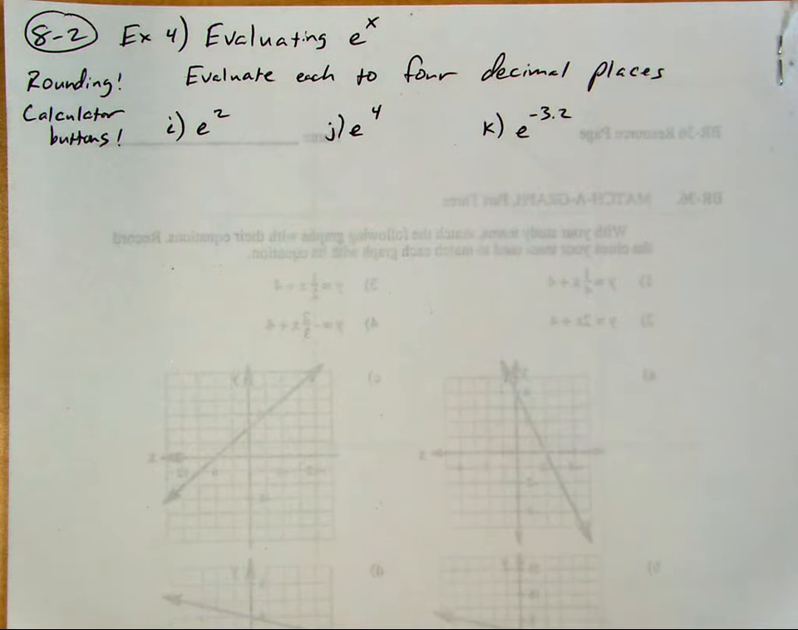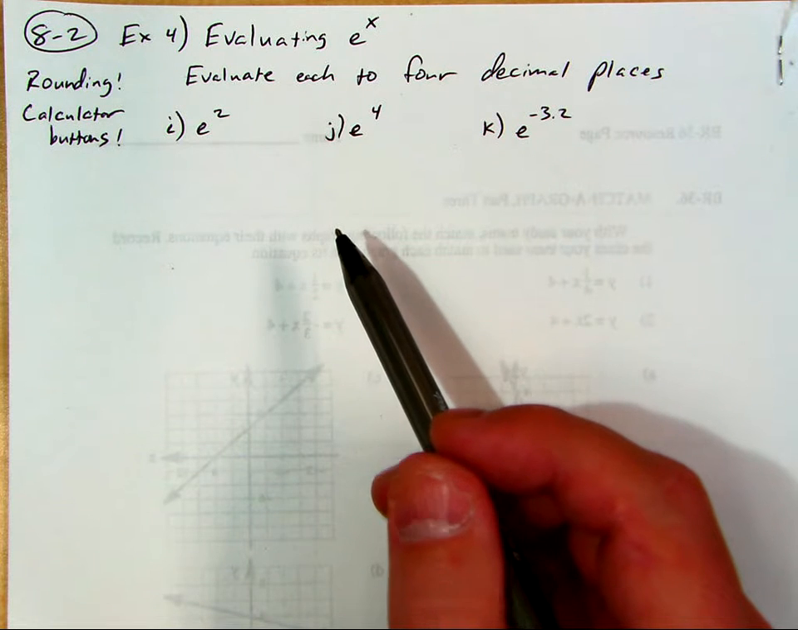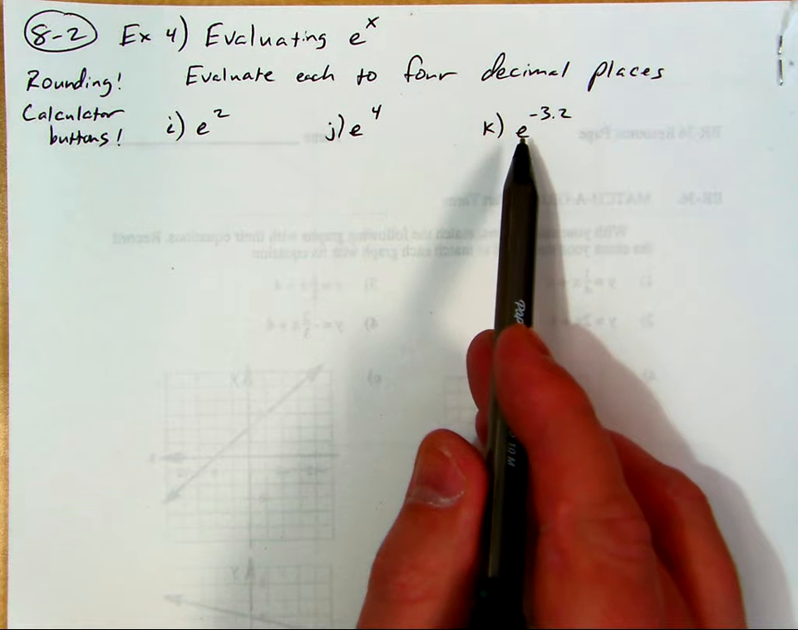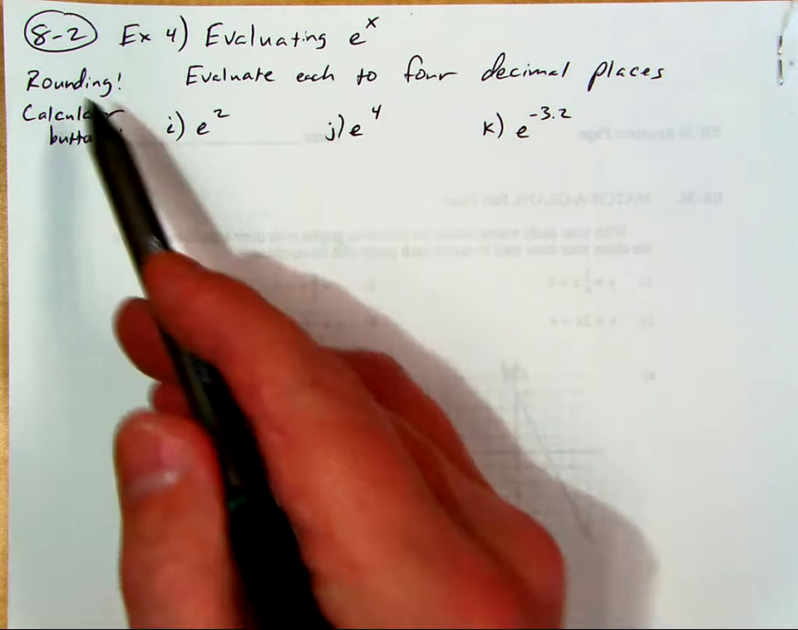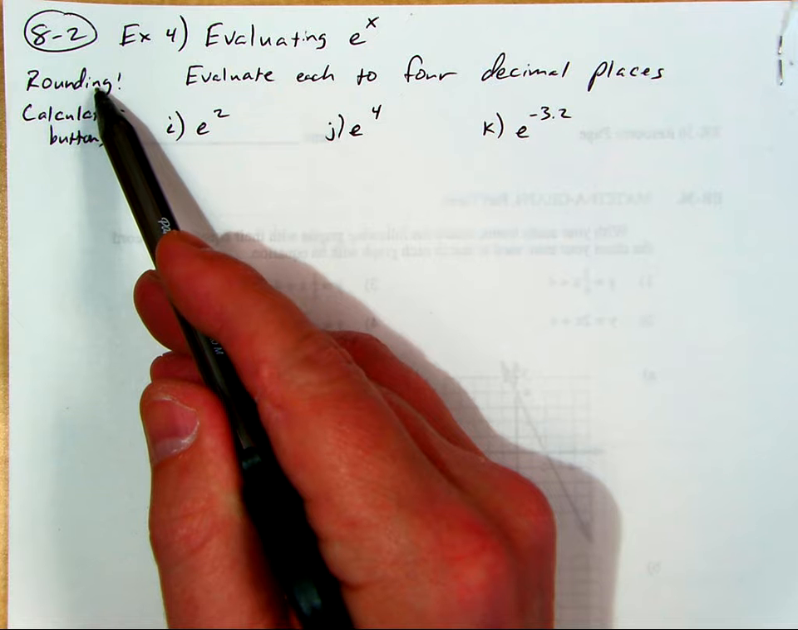Okay, here is 8-2, example 4, evaluating the function e to the x. The textbook has it by graphing and picking out points on the graph. We are going to do just calculator work and use our calculator to evaluate each of these out to 4 decimal places. Remember, there's rounding. Look at the 5th number to the right of the 4th, and if it's greater than 5, you round up.